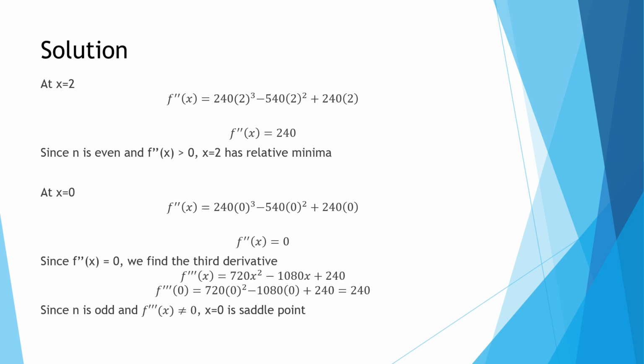So what is a saddle point? It is a point of neither maxima nor minima. So that is a saddle point. It is neither maxima nor minima. So this is how you solve a problem by the classical method.